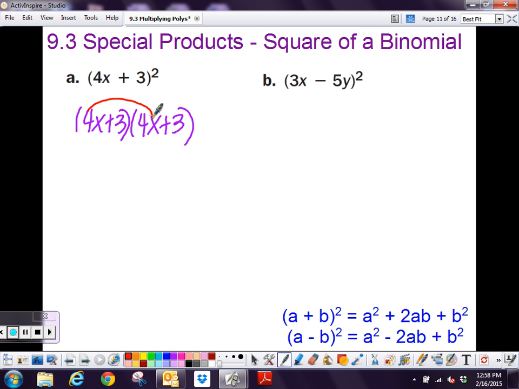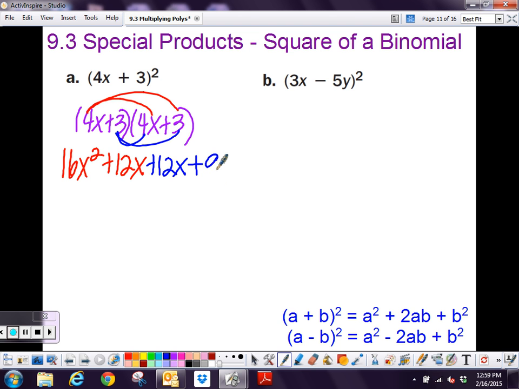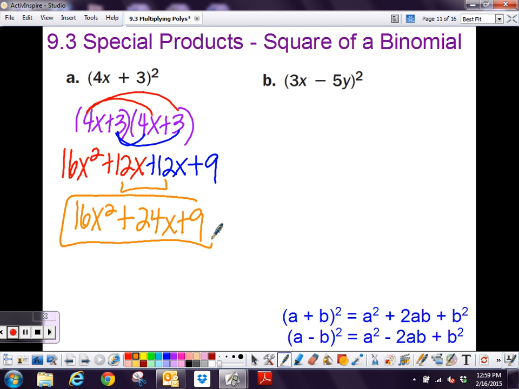So 4x times 4x, that's 16x squared. The outside is 4x times 3, so that's 12x. The inside is 3 times 4x, which is another 12x. And then I have 3 times 3, which is 9. We have these like terms in the middle. So I have 16x squared plus 12x plus 12x is 24x, and then plus 9. There's our answer.